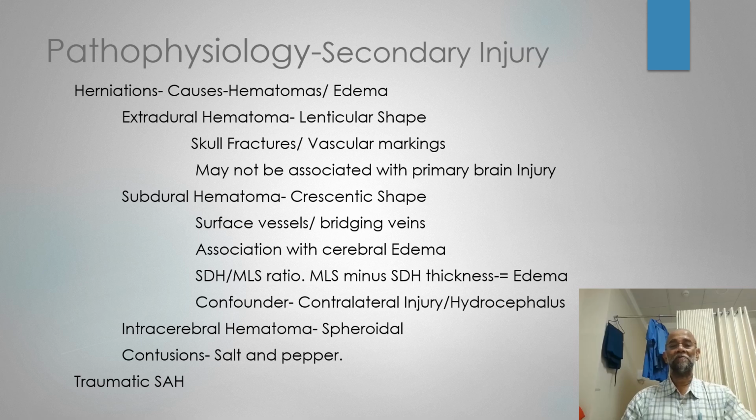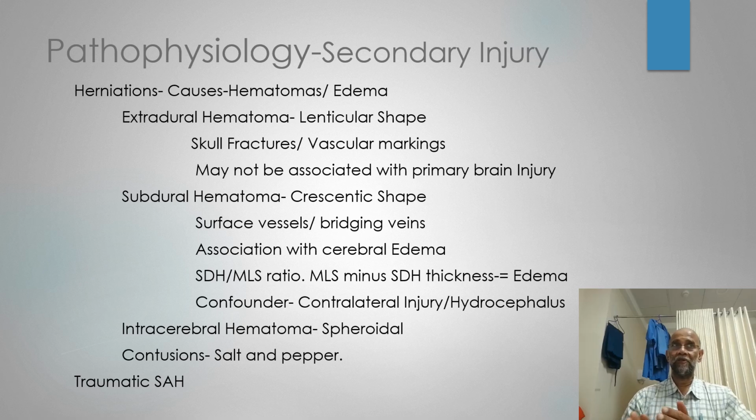And extradural hematomas may not be associated with primary brain injury because the brain is not significantly injured. However, blood collects in the extradural space, increases in size, and produces herniation, which results in a secondary brain injury and often death. Subdural hematomas are crescentic in shape. Bleeding, like we said, occurs from surface vessels or from bridging veins. Usually, subdural hematomas, because the brain is injured directly, are associated with an element of cerebral edema.